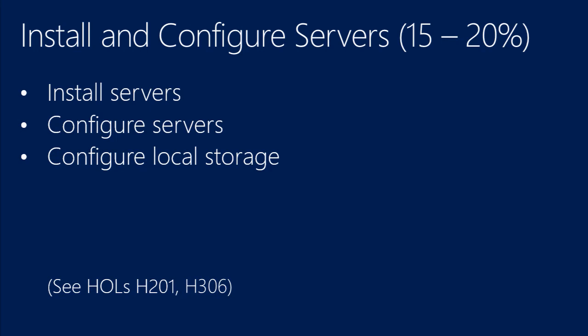So I might have a couple of disks in my server, but I might want to aggregate them together and treat them as a pooled resource. Maybe I want to make a disk mirror or a three-way mirror. These are the kinds of things they will ask you to know, they'll assume that you know how to do. So you'll need to know about things like thin provisioning for disks, for example.